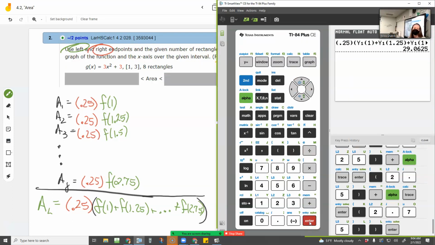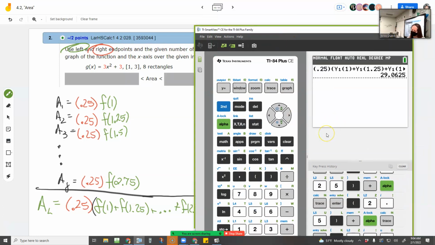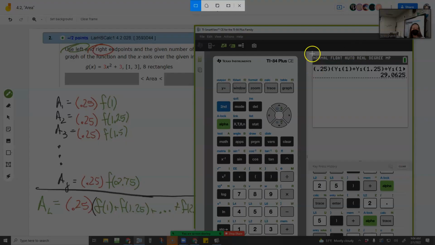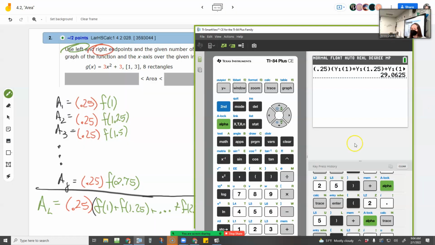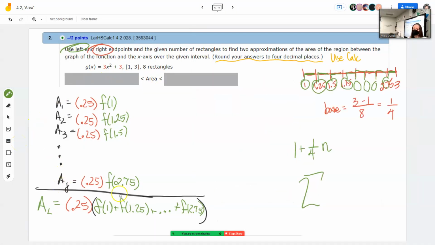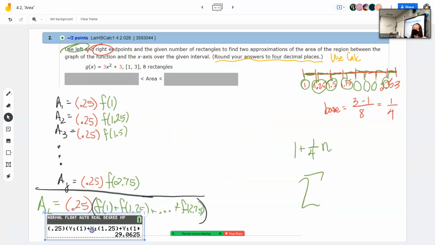Feel free to double check. Let's just see if we all land in the same place. 29.0625. Let me know if I'm wrong, because I could have definitely gotten off. I was talking while I was inputting, and that's always dangerous. You guys agreeing or disagreeing? Sarah, you got the same thing? Cool. Takes time.